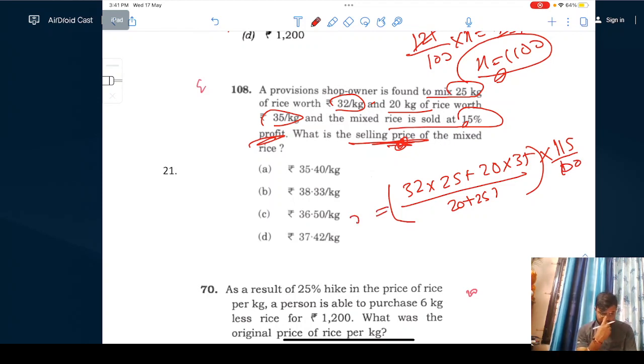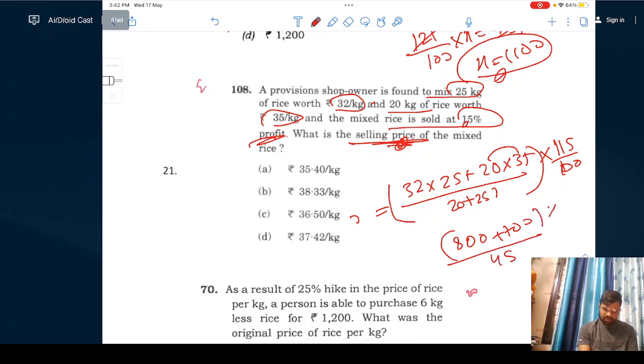This is a slightly long calculation. This will become, sorry, 32 by 100 by 4, so it will become 800. 35 into 2, 3.5 into 2, 70. This will become 700. Okay, this will become 45. This is 115 by 100. Okay, so now this is 1500 by 45 and 115 by 100.